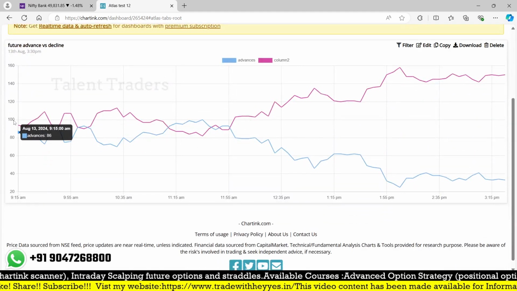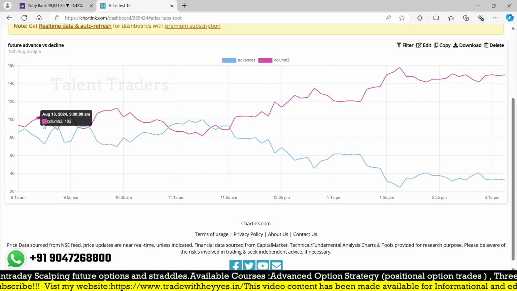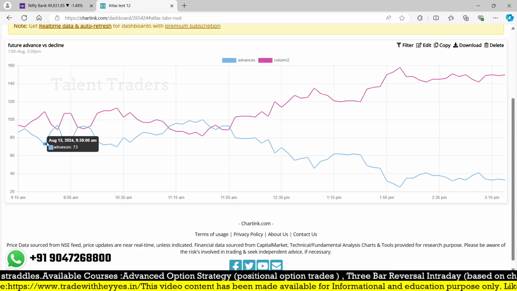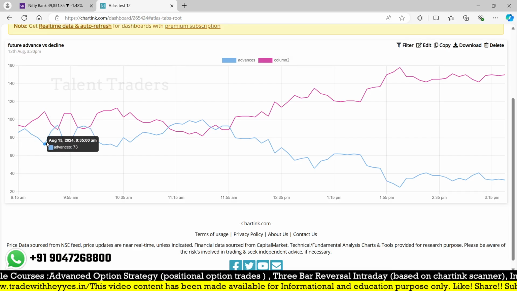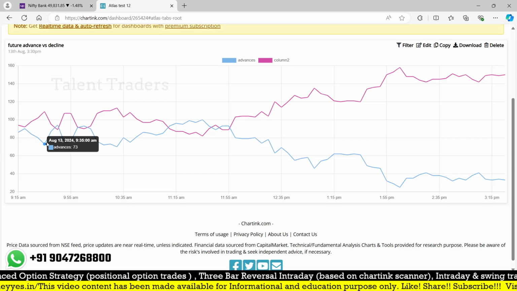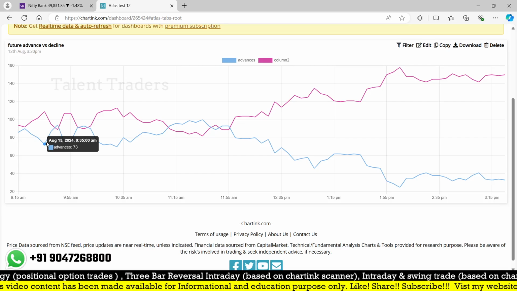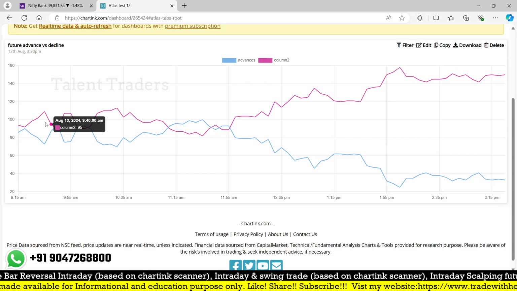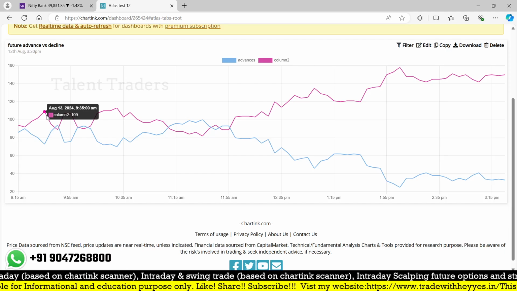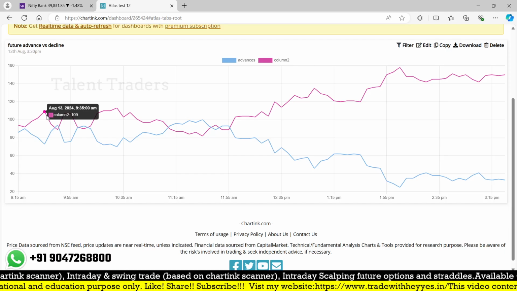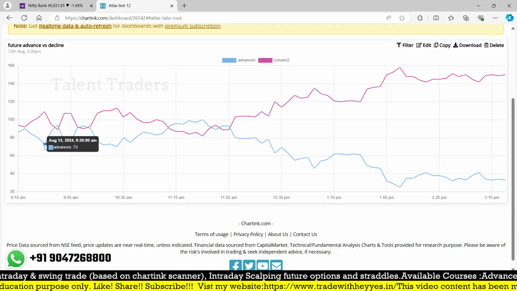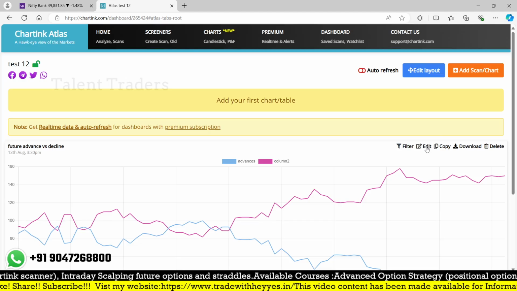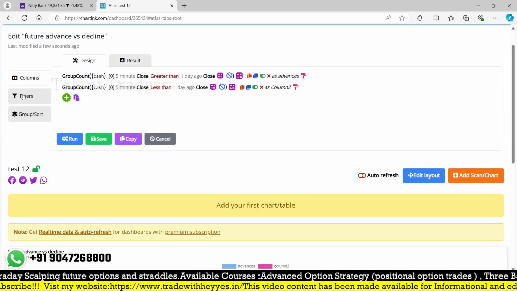So here you can see in the beginning, after the market opens, almost 109 stocks at 9:35 declined and 73 stocks advanced. It is simply telling you how many stocks are trading negative and how many are trading positive. At 9:35 itself, we have almost 109 and 73 stocks in the F&O category.